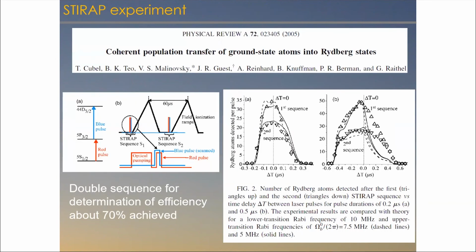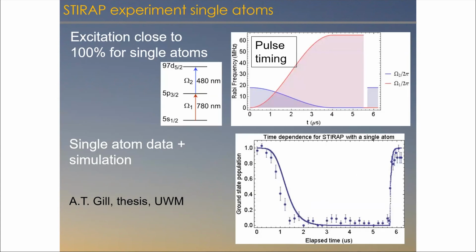And this was done by the Rifle group in ensembles a long time ago. And you can also do it with single atoms. This is some work from my group showing that we could get very good excitation with a single atom and then back to the ground state using a STIRAP type sequence.